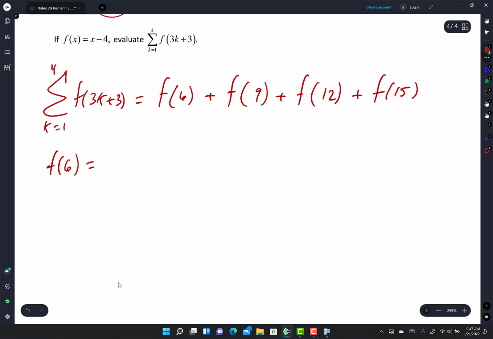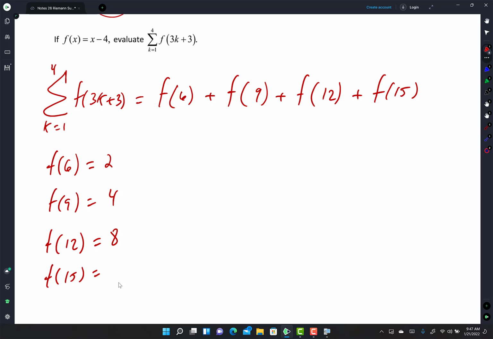F of 6 is 2. F of 9 is 4. F of 12, you want to take a guess, is 8. F of 15 is 11. And then add them all up. 11, 19, 23, 24, 25.